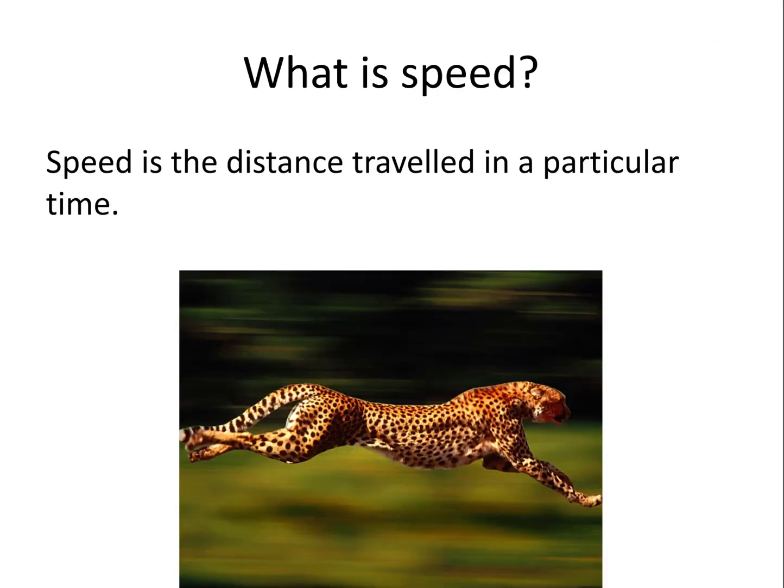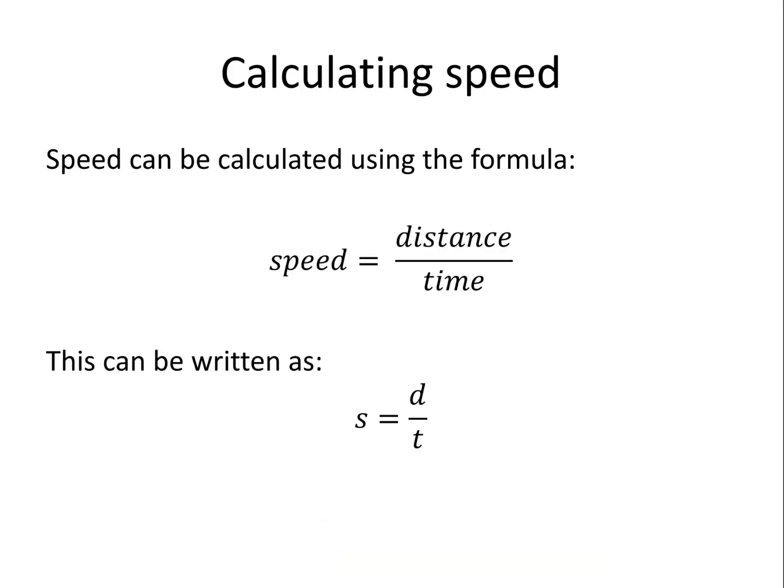Speed. What is speed? Speed is the distance travelled in a particular time. How fast something's going. Speed can be calculated using the formula speed equals distance divided by time. That can also be written as S equals D over T. We know this because, for example, we'll talk about 20 kilometres per hour. That means in each hour, per meaning each, we're travelling 20 kilometres. Therefore, if we travel 40 kilometres in 2 hours, that's 20 kilometres in 1 hour. So that's distance divided by time.